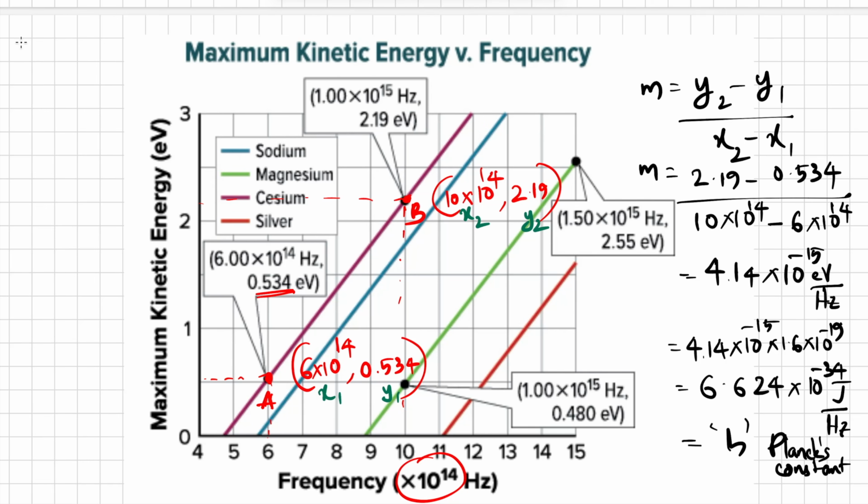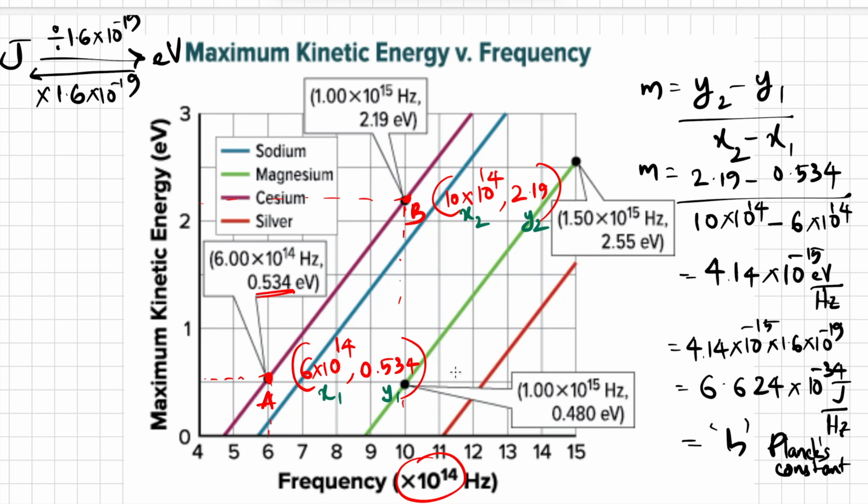Keep this in mind. To convert from joules to electron volt, you should divide with 1.6 times 10 to the power of minus 19. And to convert from electron volt to joules, multiply with 1.6 times 10 to the power of minus 19. Okay, so that's how we find the Planck's constant from the maximum kinetic energy frequency graph. Just find the slope of the graph.